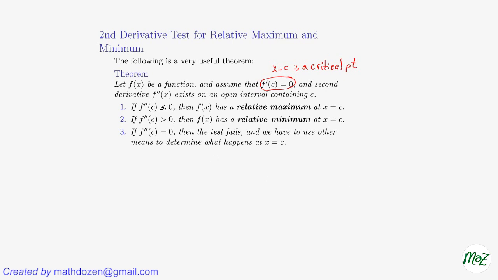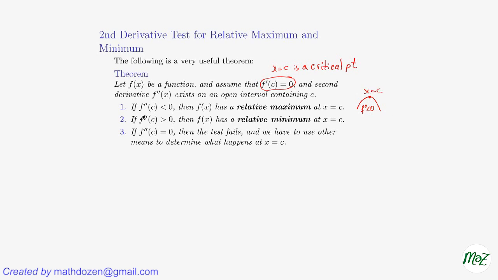Then if the second derivative is negative at point C, then f of x has a relative maximum. How could that happen? Well, if the second derivative is negative, then the function is concave down. So that's how the graph of a concave down function looks. And if we know that we're looking at a critical point at this place, that is the relative maximum.